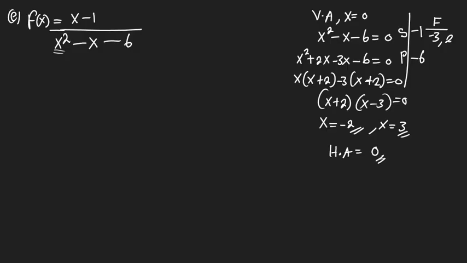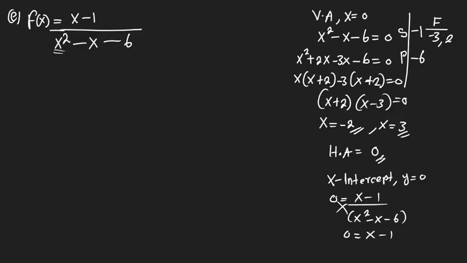Can we find the y-intercept and x-intercept here? We can try. What is going to be our x-intercept? The x-intercept is found when y is equal to 0. So we put 0 here, then we say x minus 1 over x to the power 2 minus x minus 6. When you cross multiply, you're going to get x minus 1, then you're going to get x is equal to 1.